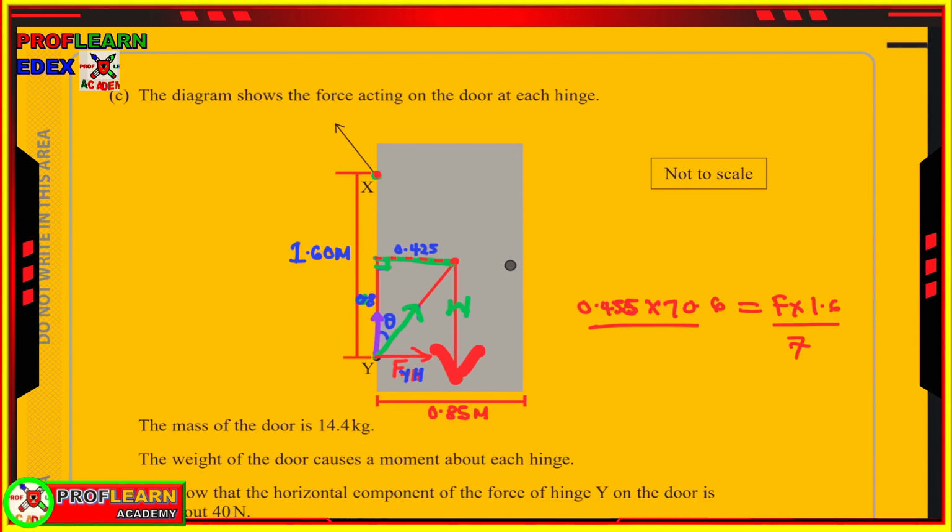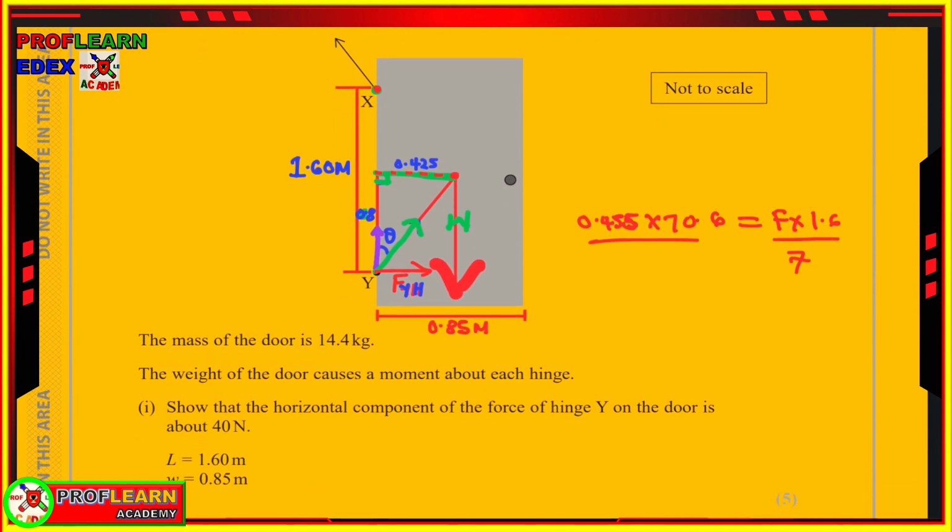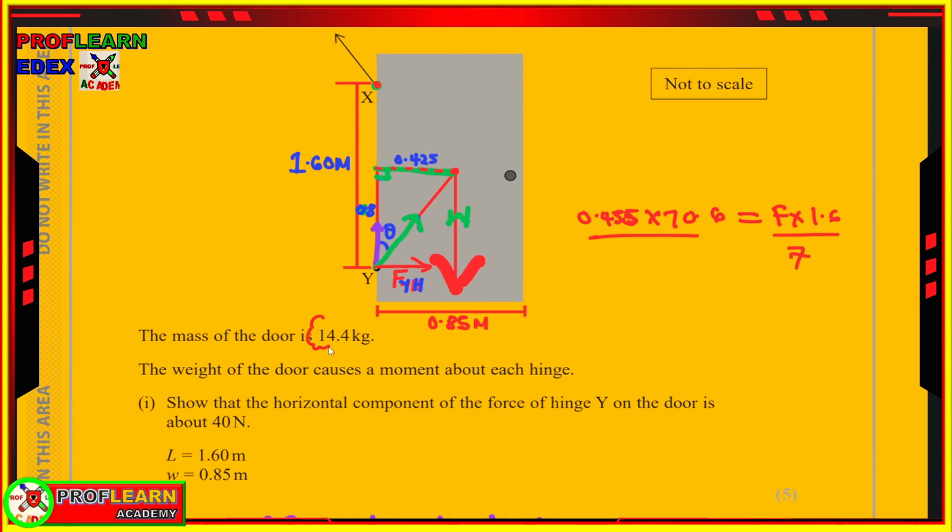The diagram shows the forces, the force acting on the door, and then the mass of the door, we are told, is 14.4 kg. Then you are told the weight of the door causes the moment. Then show that the horizontal component of the force of hinge Y on the door is about 14.